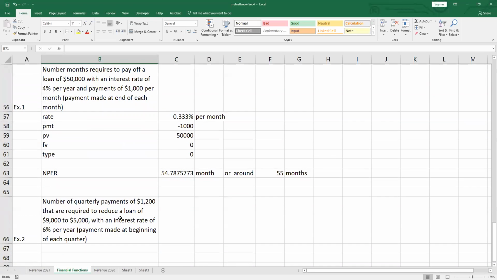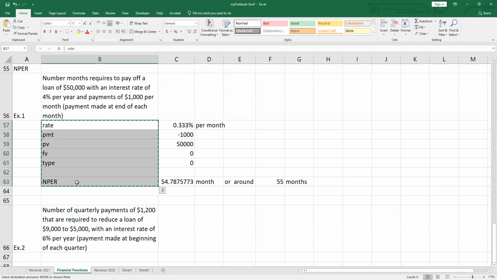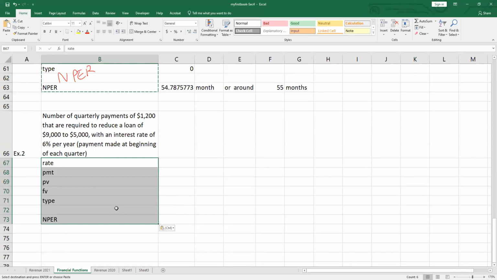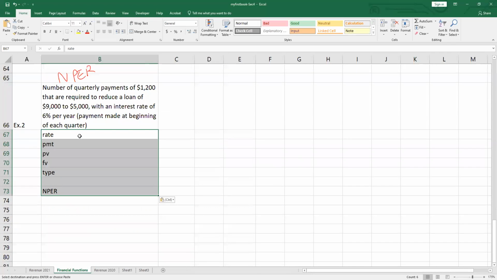For this example, you are asked to find the number of quarterly payments. When we talk about the number of quarters, in this one it means n per, or number of periods. So we lay down all of the arguments for n per like this. When you find the answer, if you put everything according to the word problem, the answer must be quarters.